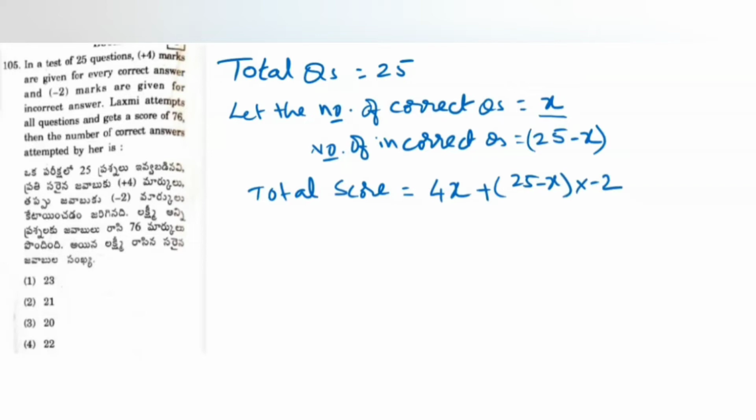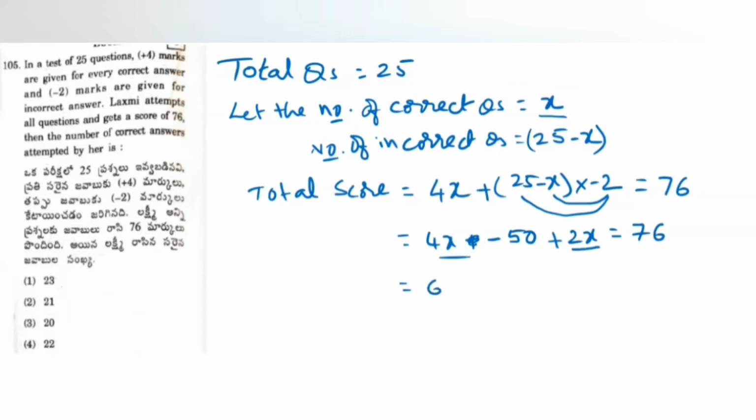Now this should be equal to 76 according to the question. Now coming to 4x plus, now multiply minus 2 with both terms inside. So minus 2 times 25 gives you minus 50. And minus 2 multiplied with minus x gives you plus 2x, is equal to 76. Now 4x and 2x are like terms, you can add them.